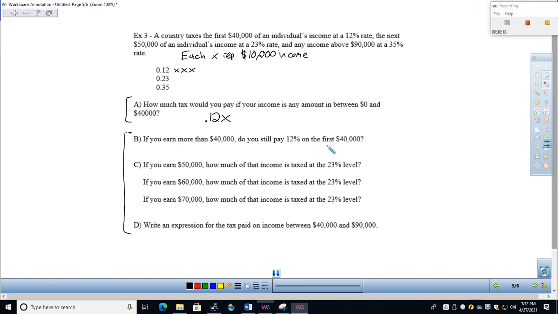And this is a huge question. And I would say, without a doubt, the answer is yes. And if you take a look at the problem itself, doesn't it even say that? A country taxes the first $40,000 at 12%. So make a little note for yourself there. The first sentence says it. Exactly that.